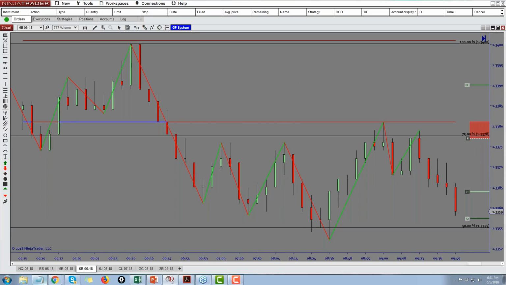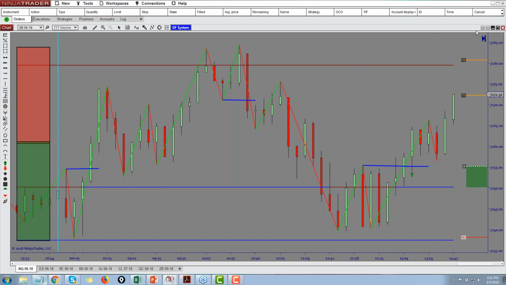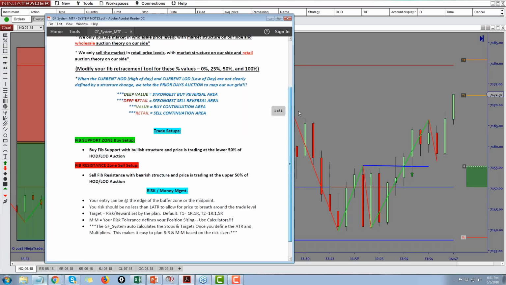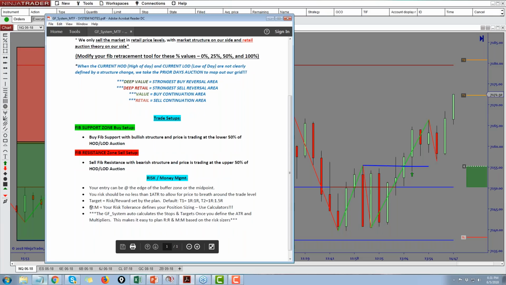Okay. Now, guys, we've spent 2 hours on this, and there's a lot of information that I've covered. Trust me, there's a lot. I spent months building this, but does everybody understand this? Now, your entry can be defined at the edge of the buffer zone at the midpoint. Your risk should be no less than 1 ATR for price to breathe. Your targets are based off risk and reward set by the ATR factor and the planning capabilities. Okay. Money management is based off your tolerance.